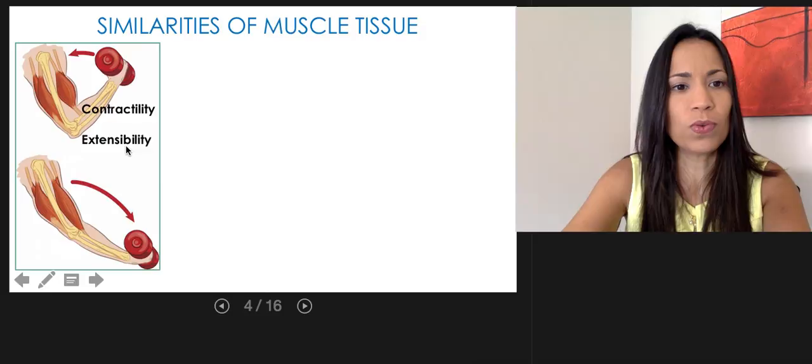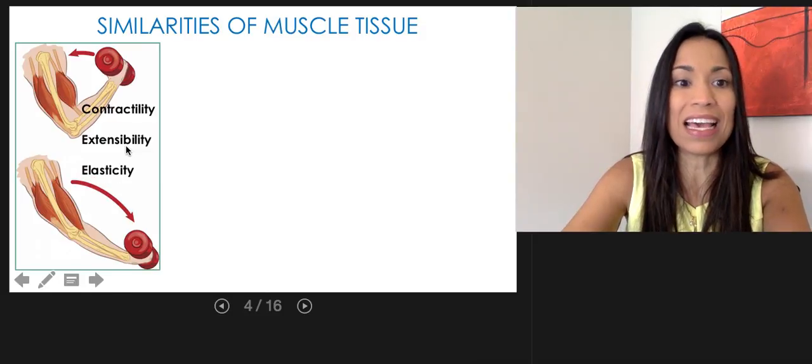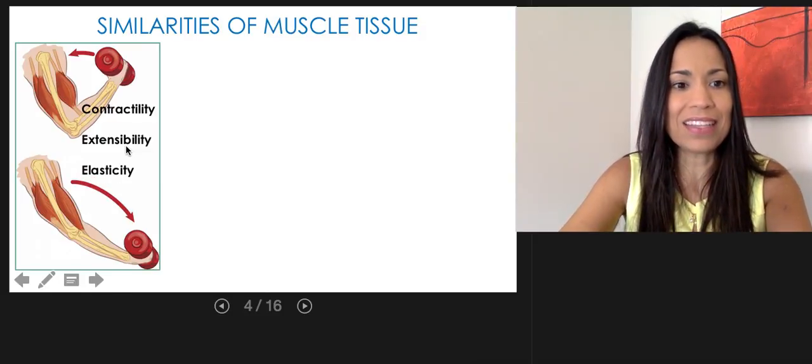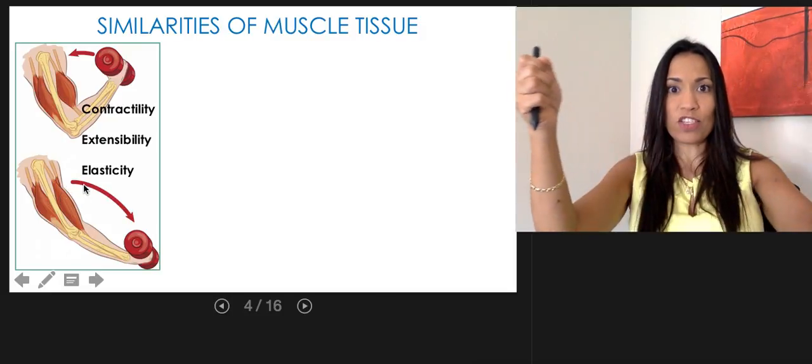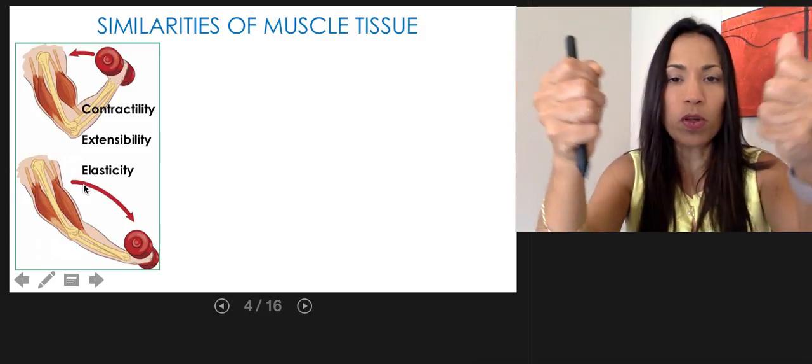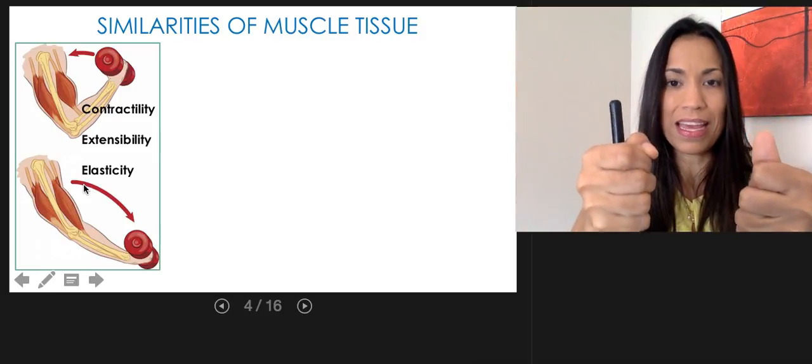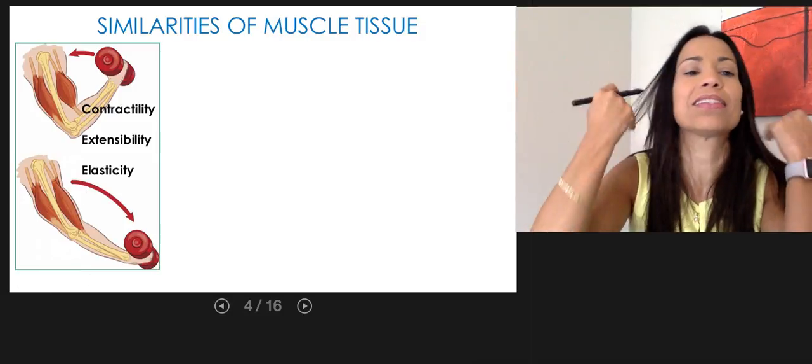That brings us to the third characteristic, which is elasticity. And the good thing is that after we stretch the muscle, it can recoil back to its original length. And that is called elasticity.